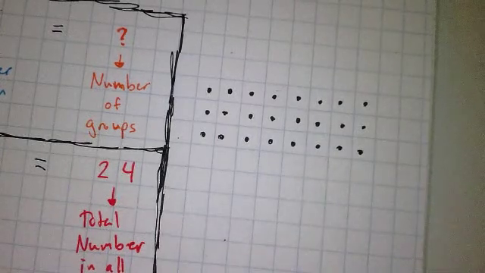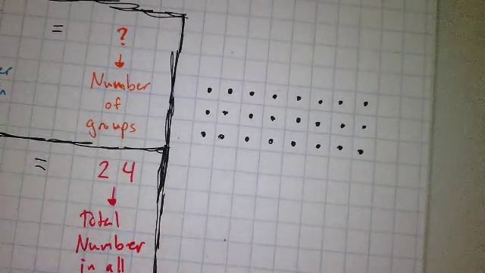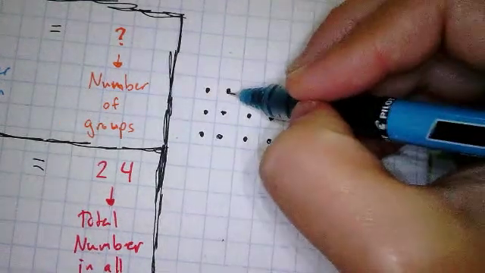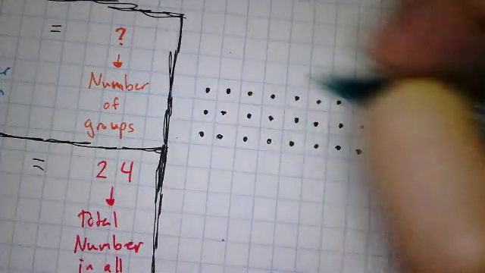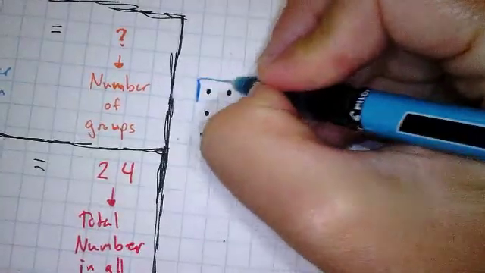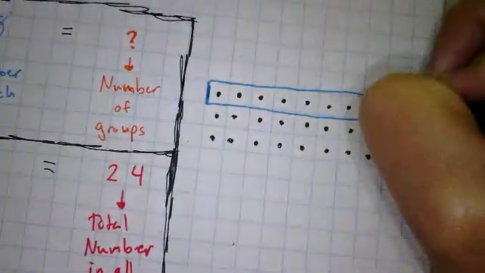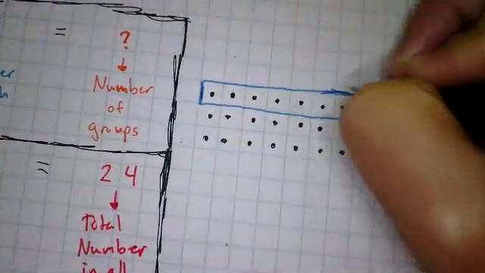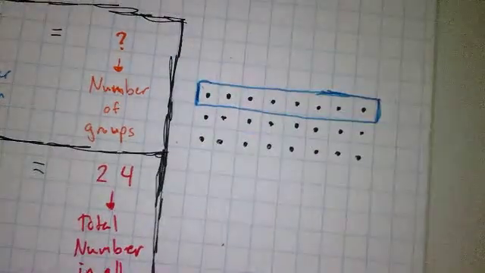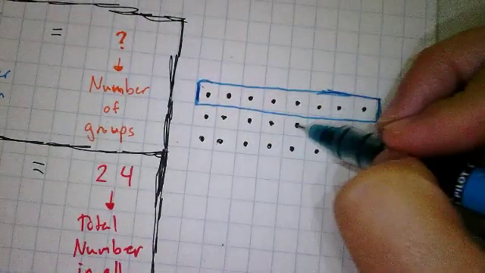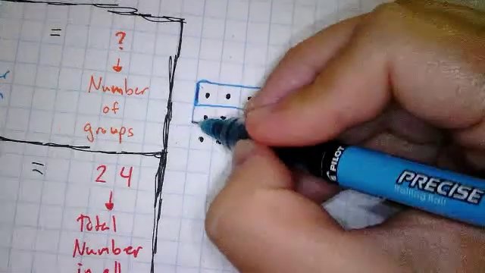So, I'm going to put a box around every 8 until I run out of numbers. So, 1, 2, 3, 4, 5, 6, 7. This is 8 right here, and I'm going to put a box around these 8. So, that's one group. Everyone agree? Okay, that's one group of 8. 1, 2, 3, 4, 5, 6, 7, 8. That's another group of 8.